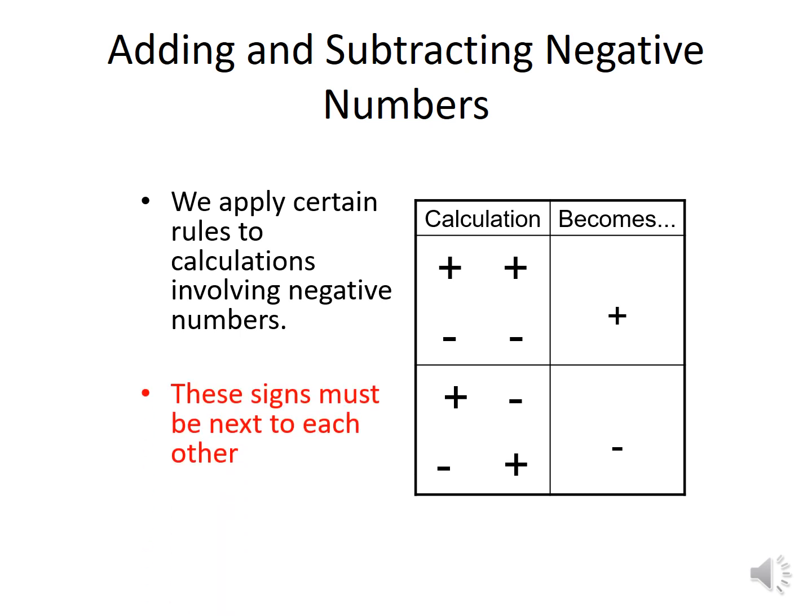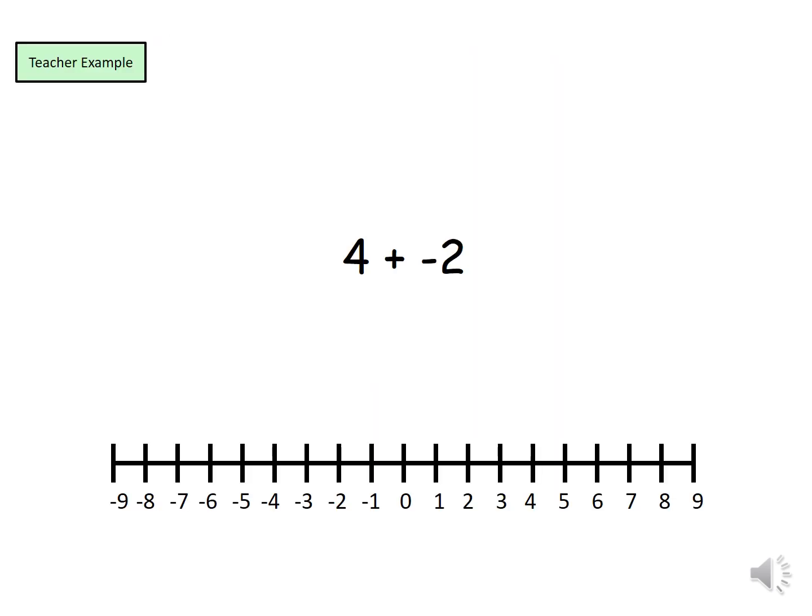Now, the signs must be next to each other, so there shouldn't be a number in between them in order to apply these rules. And I'll show you what I mean. So we've got 4 plus minus 2. Now, if we have a look, and we know that 4 is the first thing, so that's our starting point. Now, look at the 2 symbols, plus and minus. Because they are different, it's a subtraction.